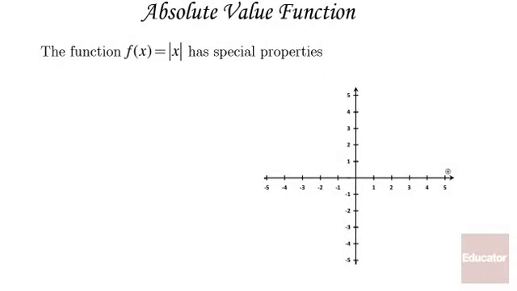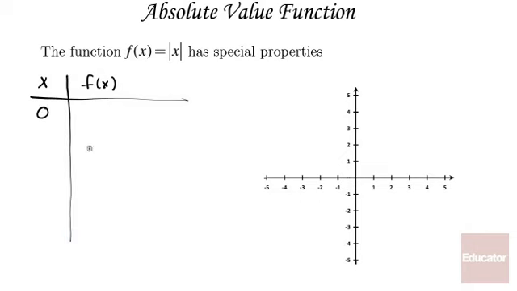A second type of function that you'll be working with is an absolute value function. And these functions have special properties. So looking first at f of x equals the absolute value of x, just the simplest case. So x and f of x. And here, f of x is just going to be the absolute value of x. When x is 0, f of x is also 0. When x is 1, absolute value is 1. And so on for positive numbers.